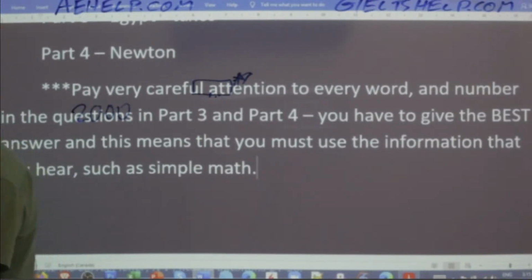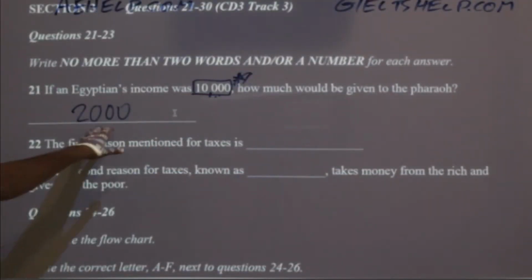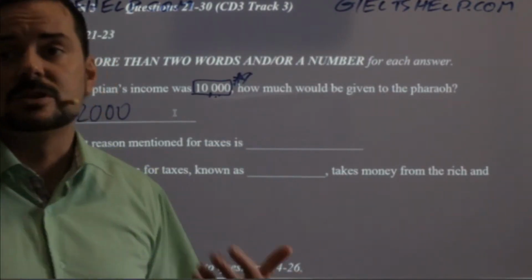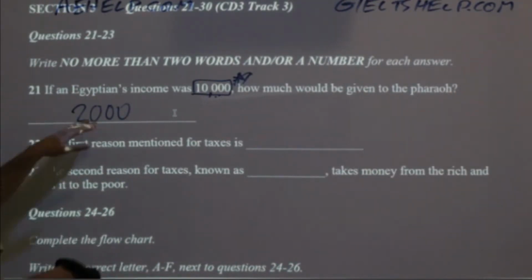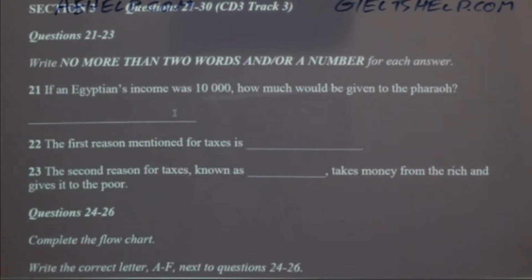Okay, so 21, they might not accept 20%. They're looking specifically for 2,000 because they gave you 10,000 and 20% of 10,000 is 2,000. Okay, so 2,000 is a more accurate answer. They would accurately give 2,000 to the pharaoh. Okay, is that clear, everyone? So be really careful.